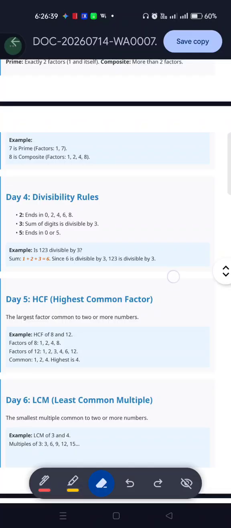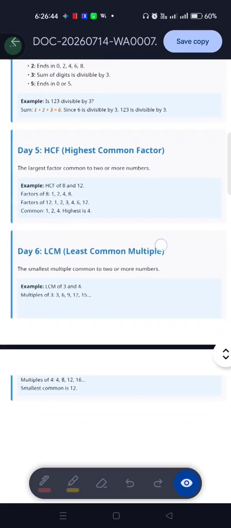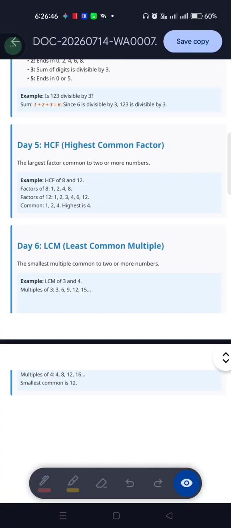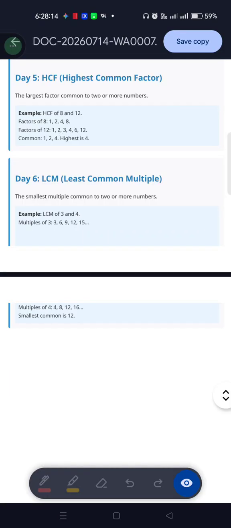Okay, now move on to the next topic. Now move on to the final two topics of this chapter, which are HCF and LCM. So HCF means highest common factor. Okay, see here the definition, highest common factor. So I am taking an example of HCF.